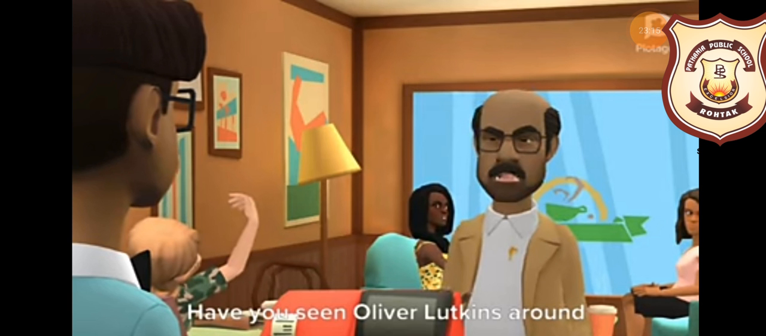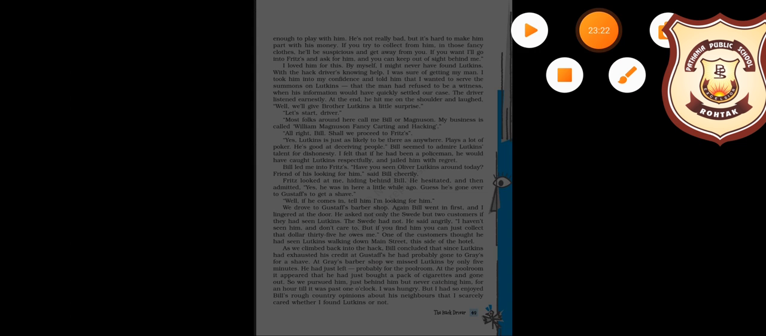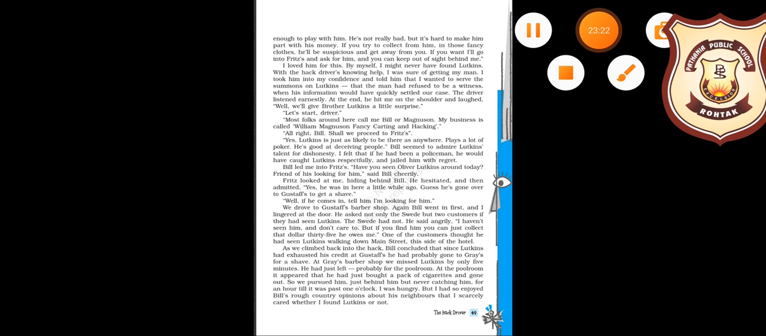So he took him to Fred's shop. What did he ask there? He asked Fred's, "Have you seen Oliver Lutkins around?" This is how the hack driver looked.